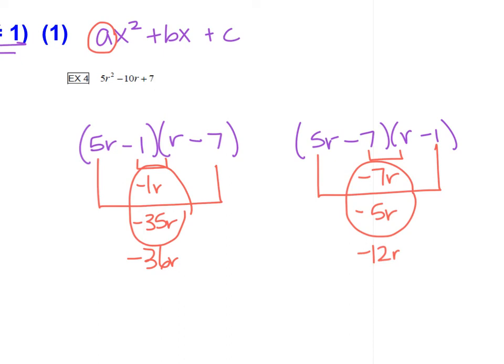So we haven't gotten very far with this one. You want to think if there's any other possibilities. Well, 5r doesn't have any other factors besides 5r and r. 7 doesn't have any factors besides 7 and 1. I know they both have to be negative because they have to multiply to a positive 7, but then somehow combine to add up to a negative 10r. So we have exhausted all of our possibilities, so that means that this cannot be factored, and we just call it prime.